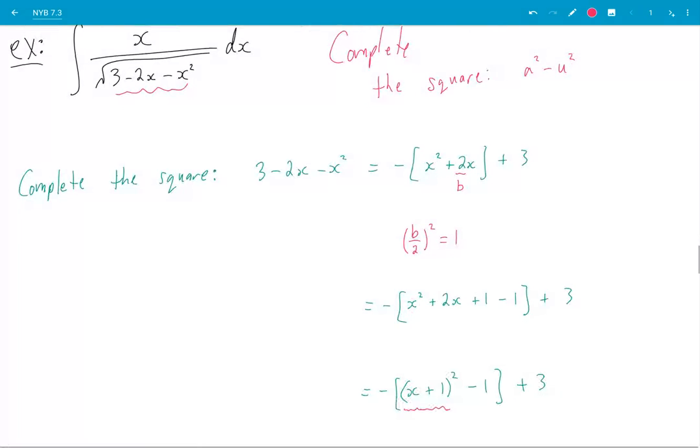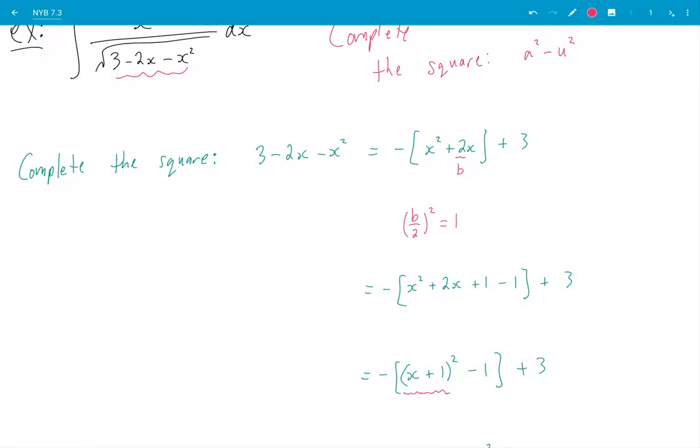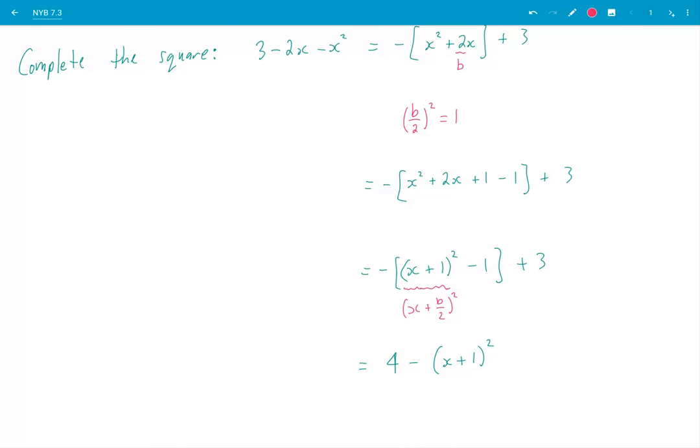Now, what happens is that this trinomial right here always factors, and even better, it always factors the same way. It's always x plus b over 2 squared. That may be worth memorizing. Saves you from factoring. Then I distribute the minus, collect terms, and you get this. So I've completed the square.